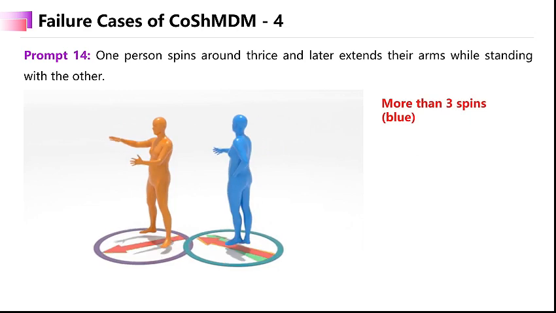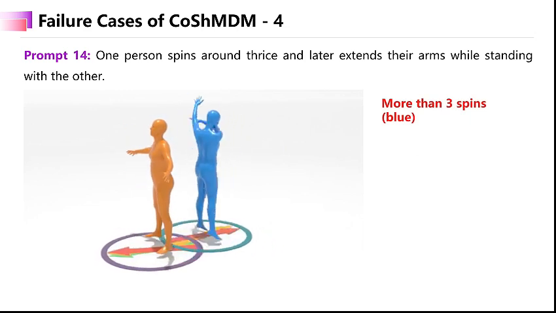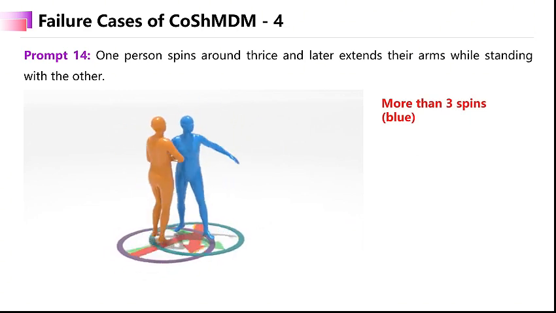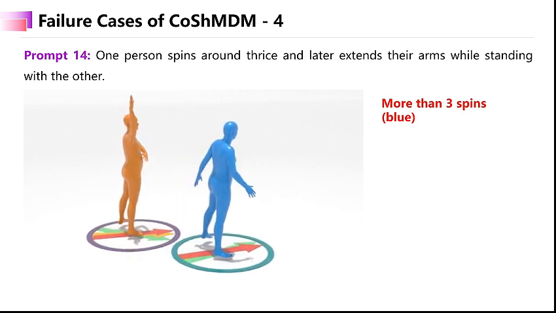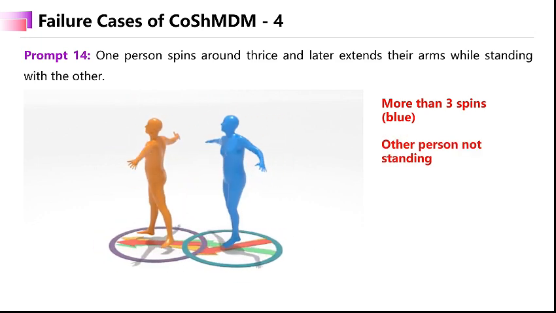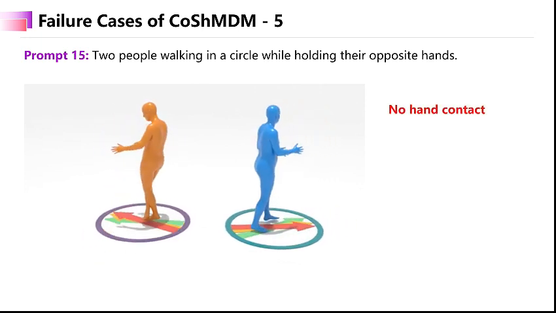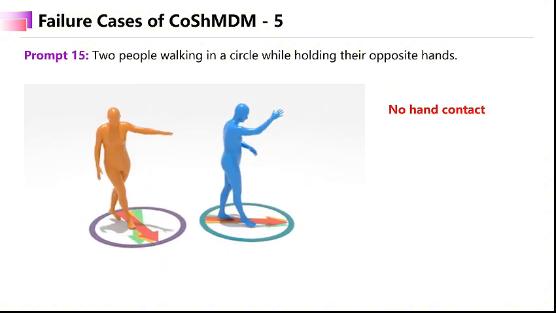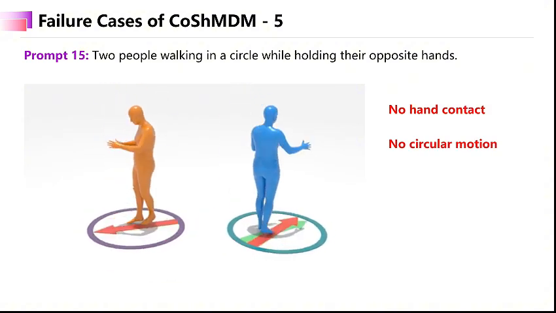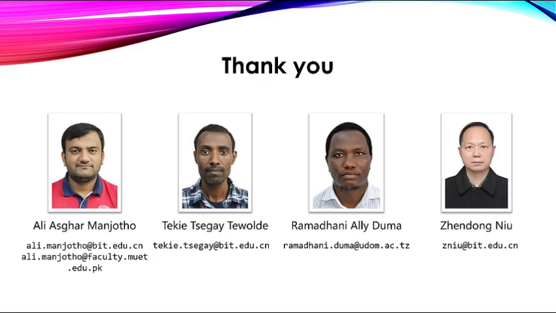Sometimes long sequential actions, such as precise spin counts, are not always accurately preserved. Finally, circular group motions are sometimes confused with local spinning behavior. So these are some of the limitations of our study. In summary, CoShMDM advances human interaction generation through contact and shape-aware diffusion modeling while leaving room for future improvements in synchronization and long-horizon reasoning.